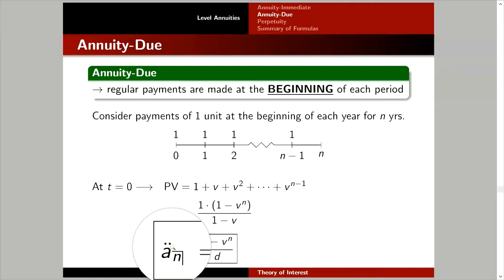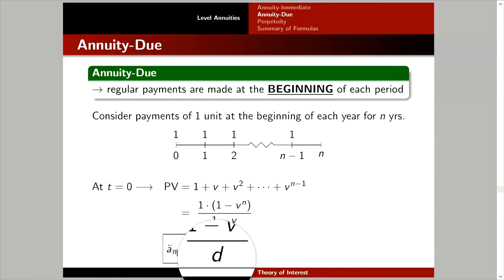So what is this one? This gives the present value of a series of payments of 1 unit made at the beginning of each year for n years, of course using i as the effective rate of interest per year. And don't forget your d here. How do you write d in terms of i? d is equal to i over 1 plus i. Please don't forget that identity.